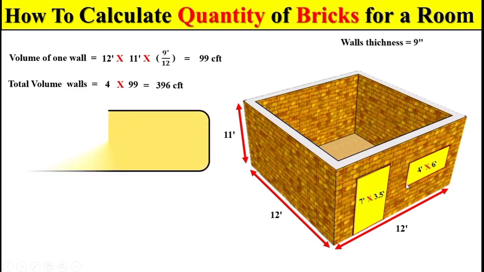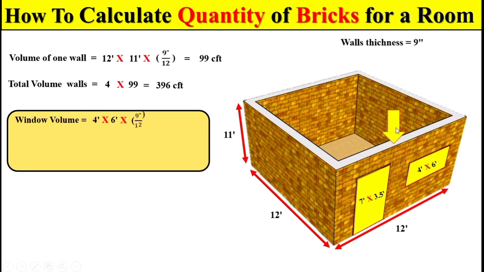So dear students, first of all we calculate the total volume for the window. If we multiply 4 times 6 and then multiply this total surface area of the window with the total thickness of the wall, which is 9 inches, we can get the total volume of this window. And also if we multiply 7 times 3.5, we can get the total surface area for this door. And if we multiply this surface area with the wall thickness, which is 9 inches, we can get the total volume of this door.